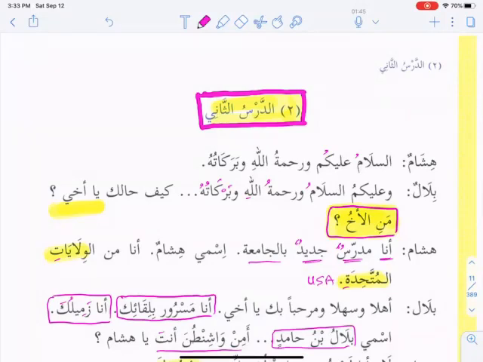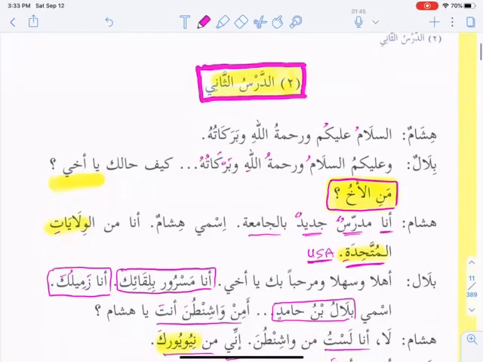What is the translation of wilayatil muttahidati? USA. Wilayatil states, united, muttahidati. The word ittihad, united, comes from here. Okay. Muttahidati. Bilal says, Ahlan wa sahlan wa marhaban bika ya akhi. Ana masrurun bi likaika. Now I want you to memorize this.